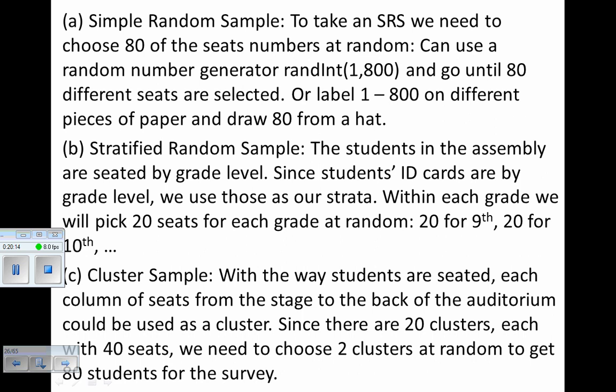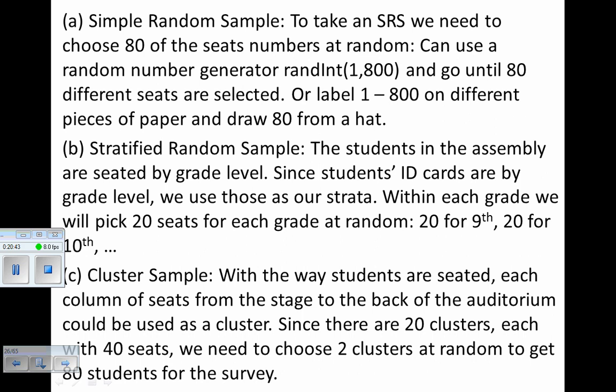A stratified random sample is when you want to get students that are alike. So maybe all of the 9th graders are seated together. All of the 10th graders are seated together. Then for all the 9th graders, maybe you're going to just pick 20 seats at random or 10 seats at random. Just make sure you take an equal amount proportionally for each. So if there's an equal amount of 9th and 10th, then you could do 20 and 20, but make sure it's a proportional amount that's equal.